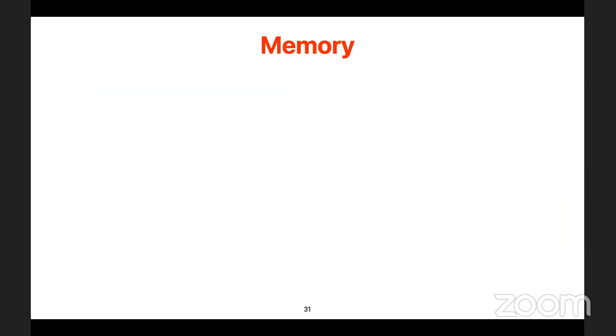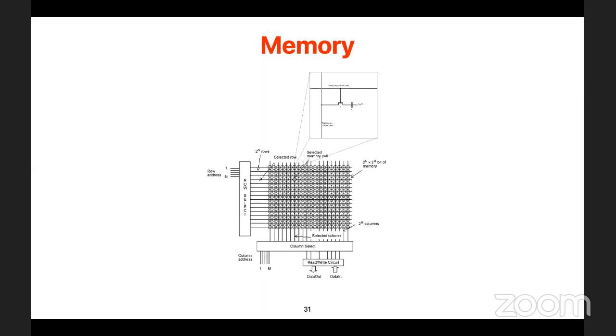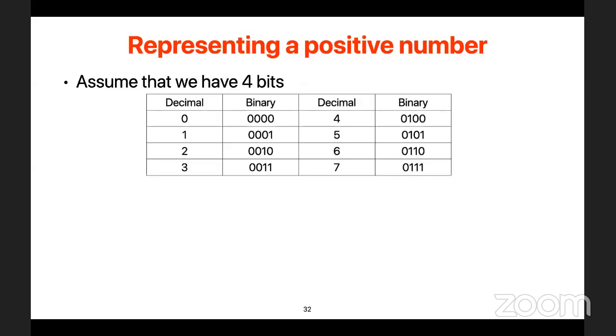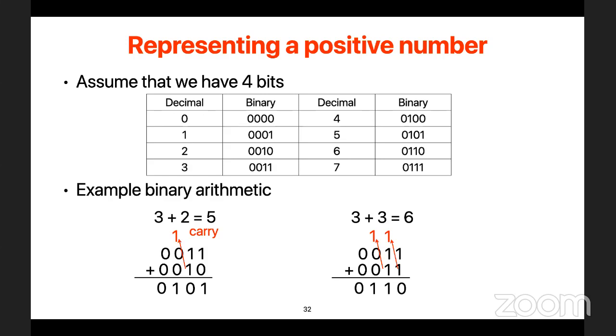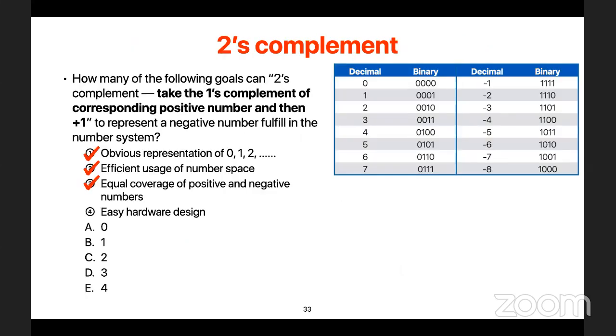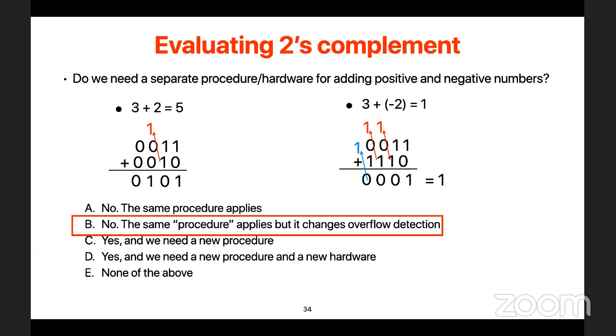In CSE140, you learned about memory, something where you can store zeros and ones. If you want to represent a positive number, you have to deal with binary translation, and it's okay for positive numbers. If I want to deal with negative numbers, we have a new number system called two's complement. The reason we want two's complement is its unambiguous representation, efficient usage, equal coverage, and easy hardware design. With that, we can design hardware that works easily for both positive and negative numbers.